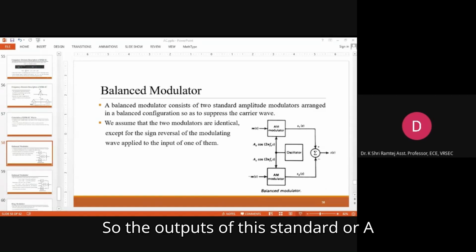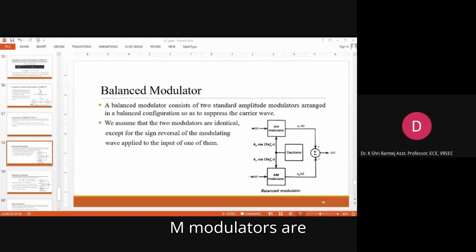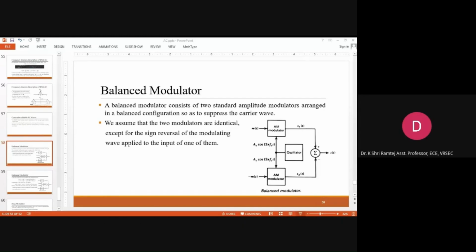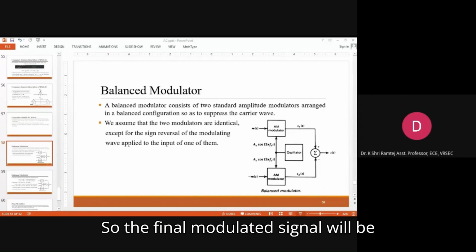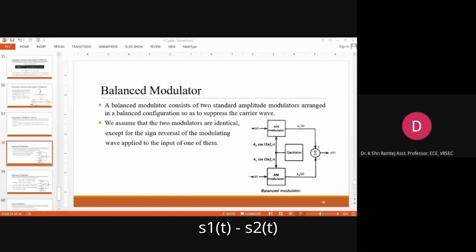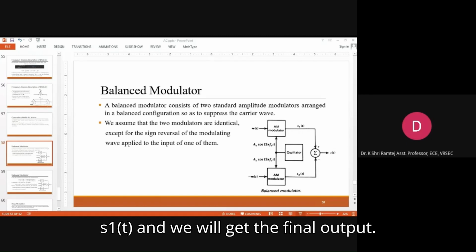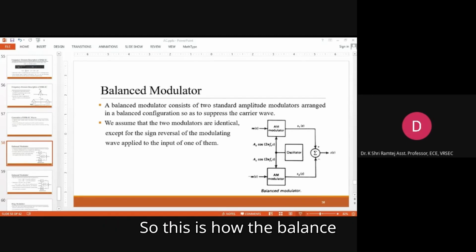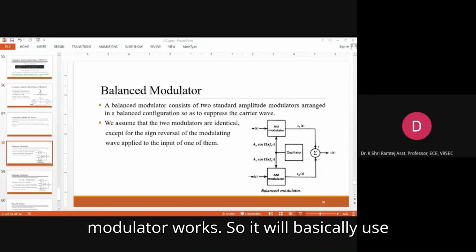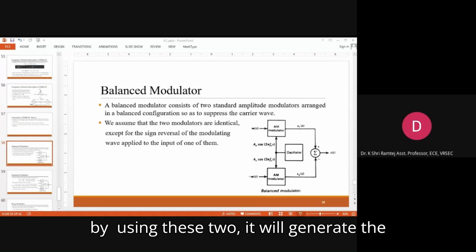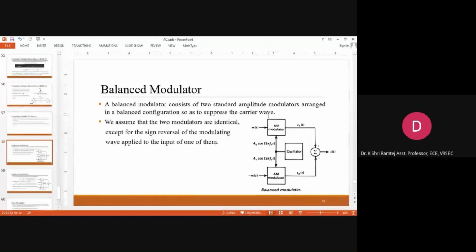The outputs of these standard AM modulators are given to the summer. If S1 of t is the output of the first modulator, and S2 of t is the output of the second modulator, the final modulated signal will be S1 of t minus S2 of t. So S2 of t will be subtracted from S1 of t, and we will get the final output. This is how the balanced modulator works. It uses two standard AM modulators, and by using these two, it generates the DSBSC wave.